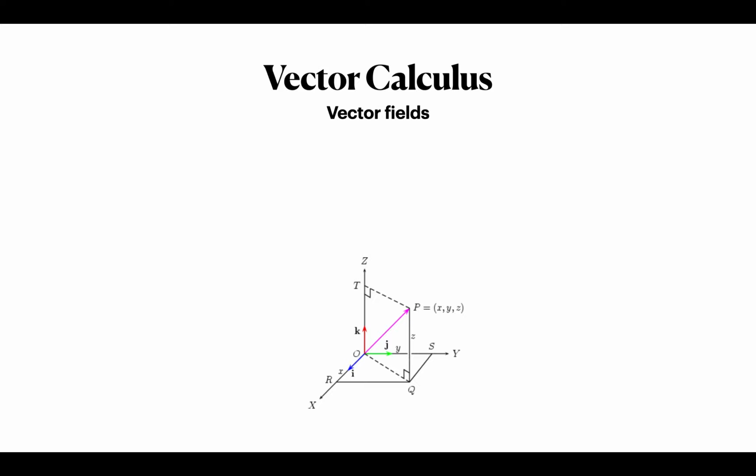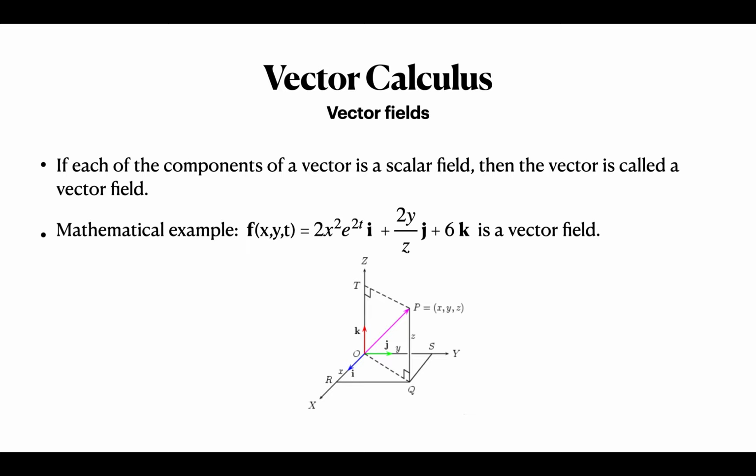You also have a vector field, and a vector field is just a vector whose components are all scalar fields. Okay, so basically everything in front of i, j, and k are functions of x, y, z, and t, or any subset of those four variables.